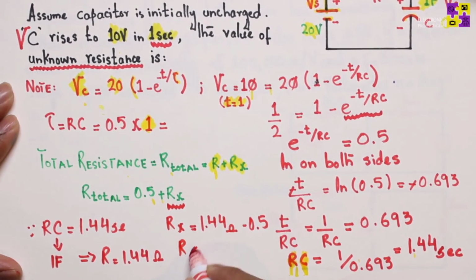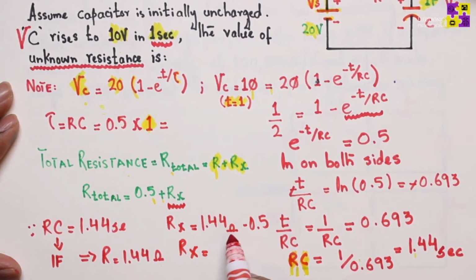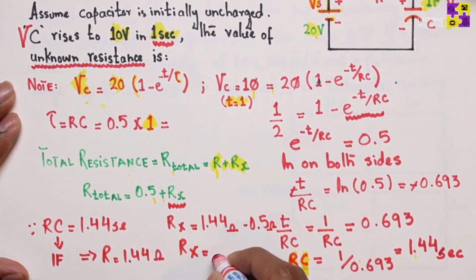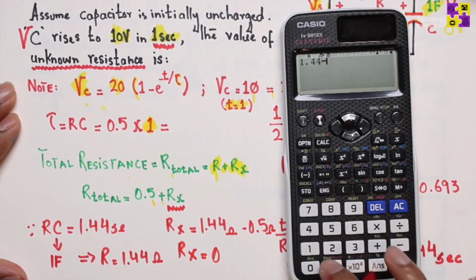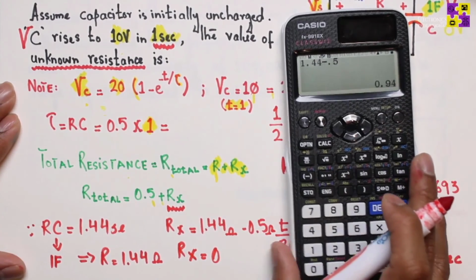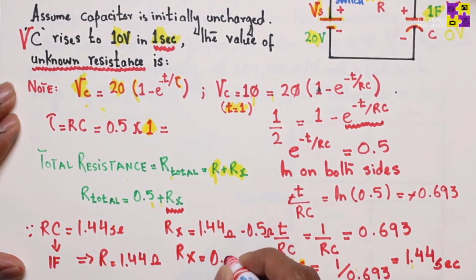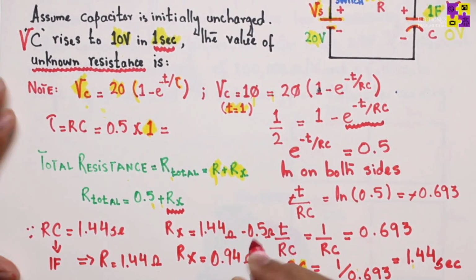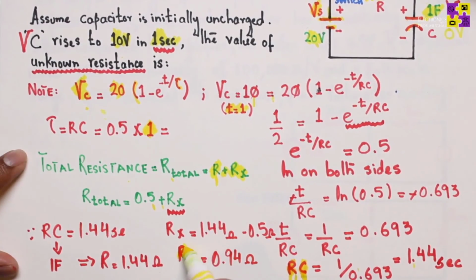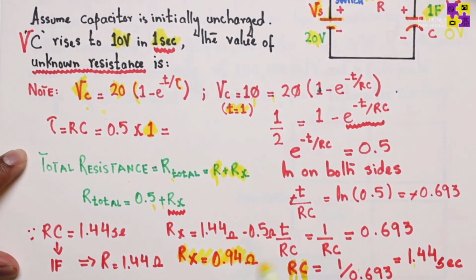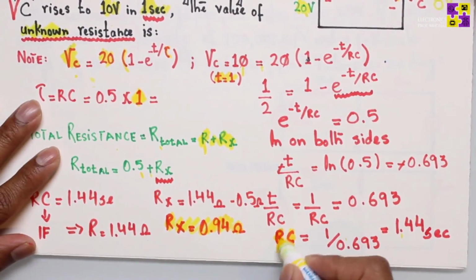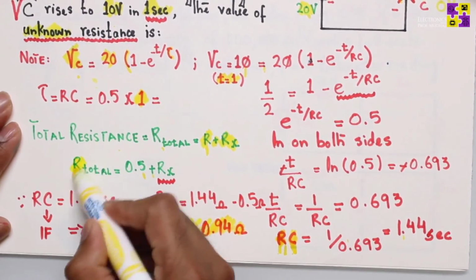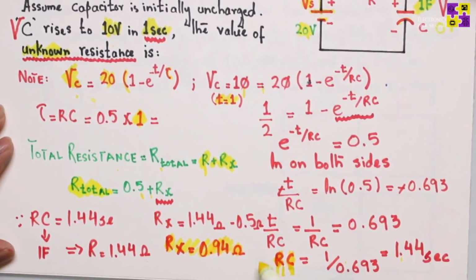Now Rx, simple math here: 1.44 ohm minus 0.5 ohm gives you 0.94 ohms. That is the internal resistance of the battery, which was the unknown resistance. So the trick was, this resistance right here is actually the total resistance, right? The total resistance.